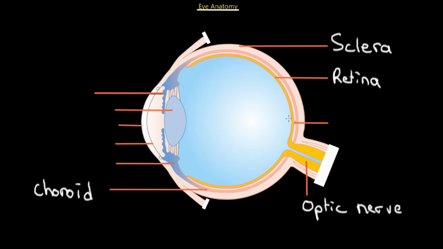Now, this interesting part right here, this little dip on the retina, is called the focal point. The focal point is basically just a very condensed area of focus. So this is primarily where all of the rods and cones are located. Not all of them, but there's just a big cluster of rods and cones located at the focal point of the retina.